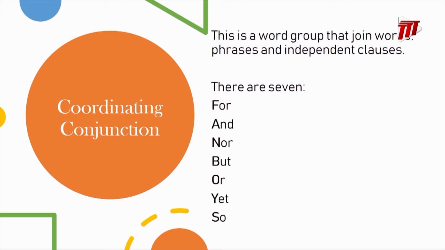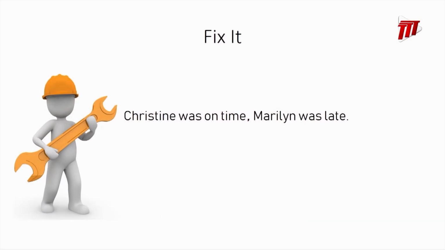And if you really want something to remind you about these coordinating conjunctions, think about FANBOYS. For, and, nor, but, or, yet, so. These are the coordinating conjunctions that you will use to fix run-on sentences to make them compound sentences. So let's look at this comma splice. Christine was on time, Marilyn was late. As we've been saying over and over again, a comma is not sufficient to separate two independent clauses. It's not strong enough. And so that's incorrect. And of course, you could have used a full stop to fix it, but let's find another way to fix this comma splice.